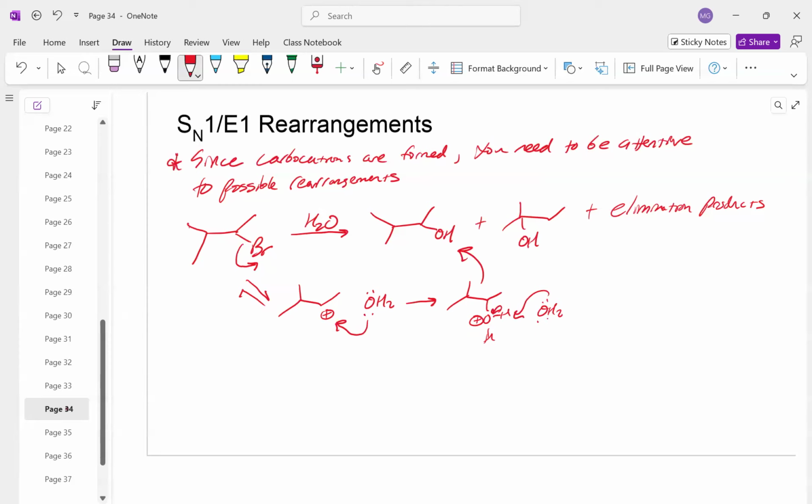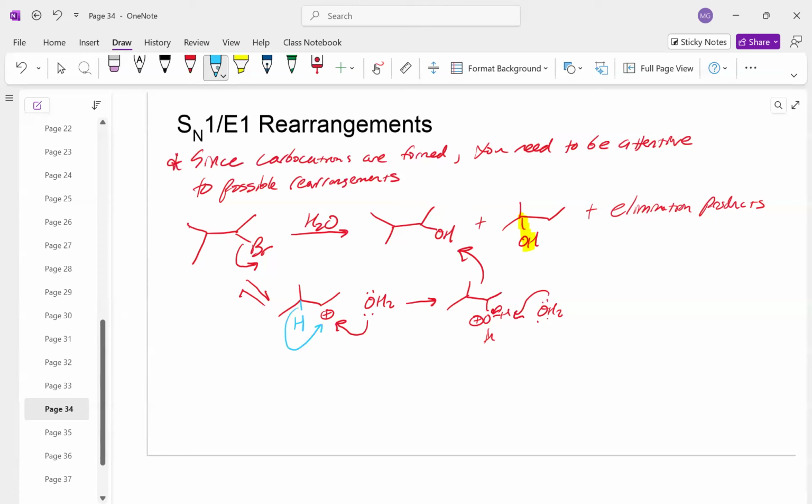Now, how can I explain through a mechanism how the second substitution product gets made? Because this OH is on a carbon that didn't have the bromine to begin with. So let's start here. I'm going to go back to this intermediate. I'm going to draw that hydrogen there in blue. I want you to focus in on it. How do I get the OH on that carbon?